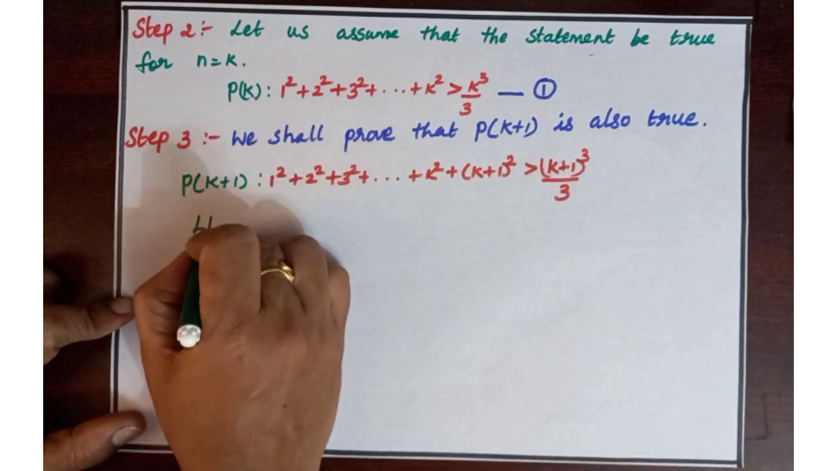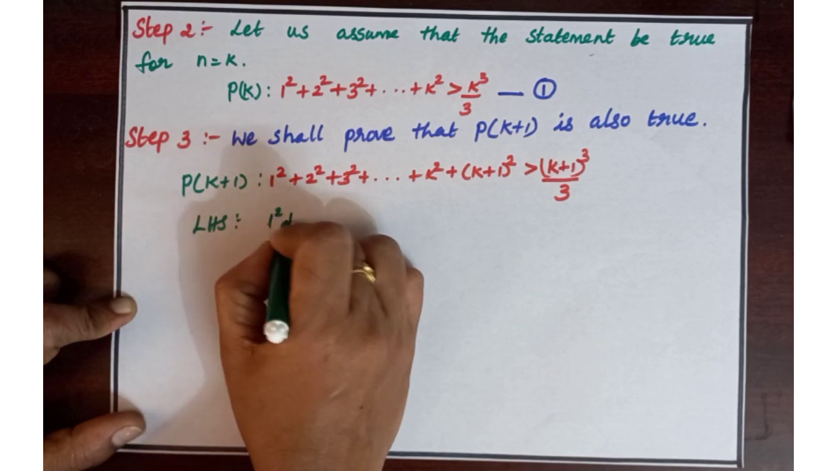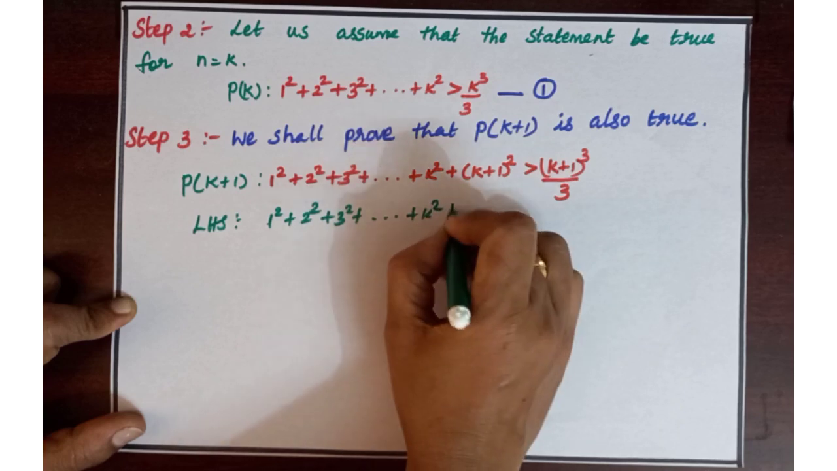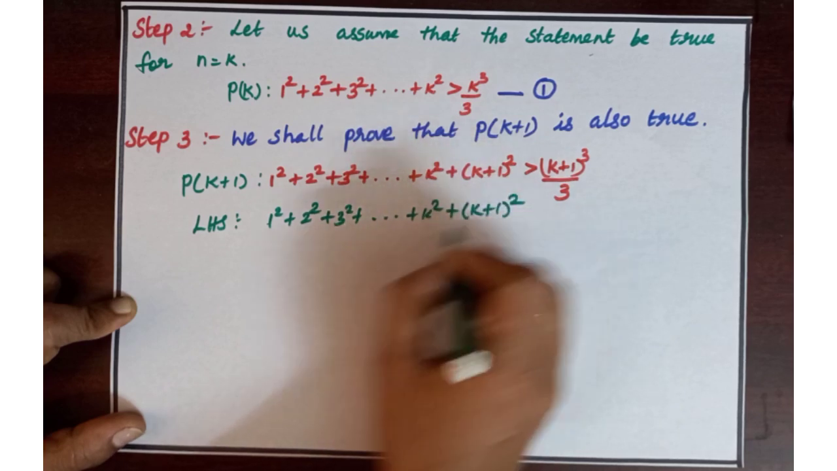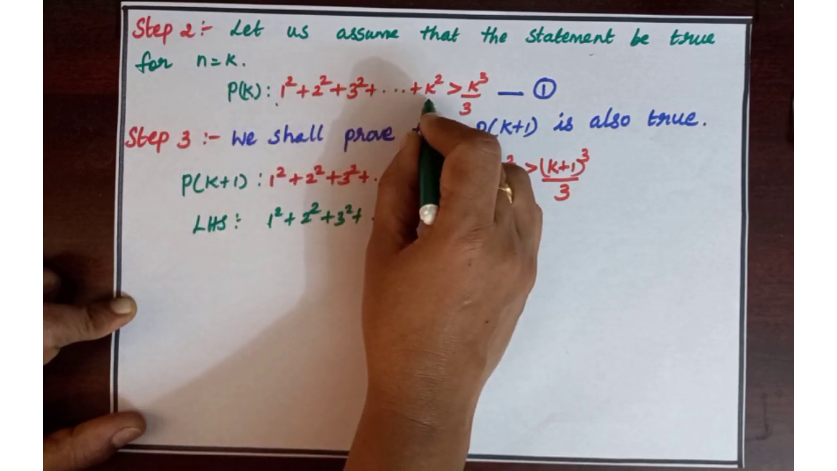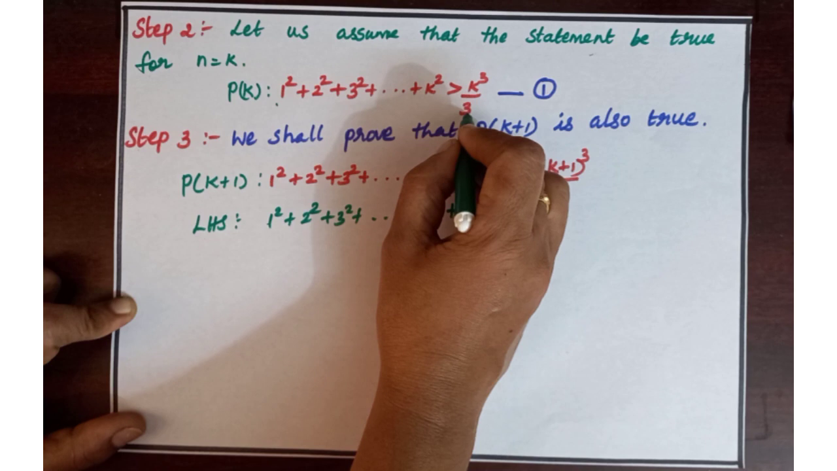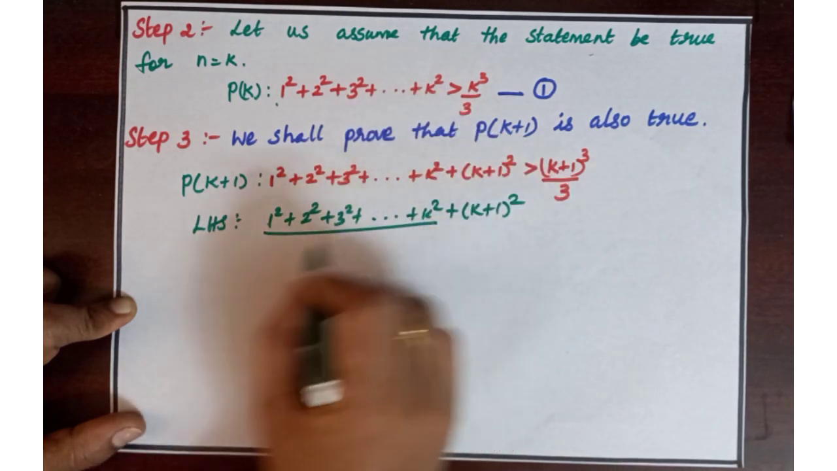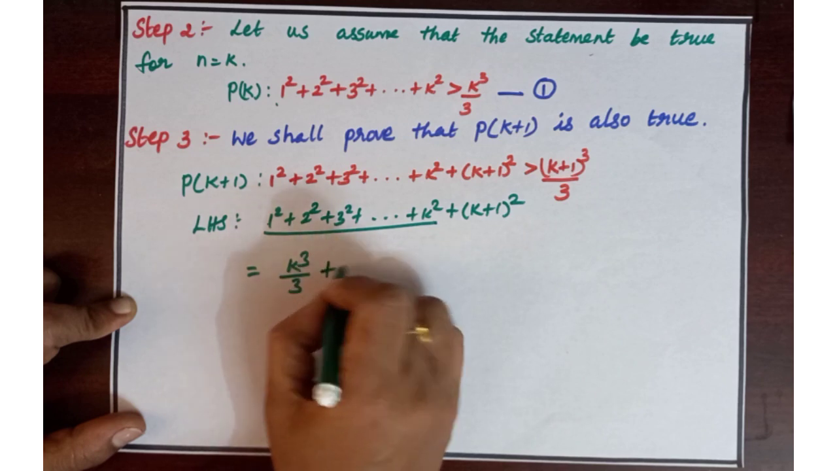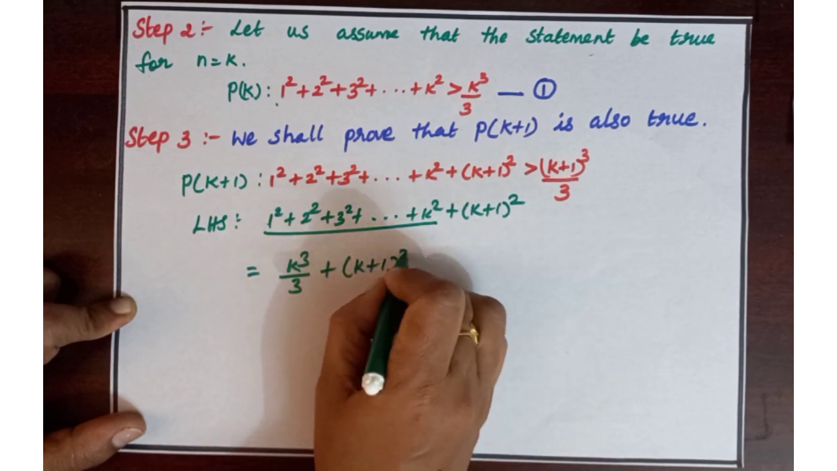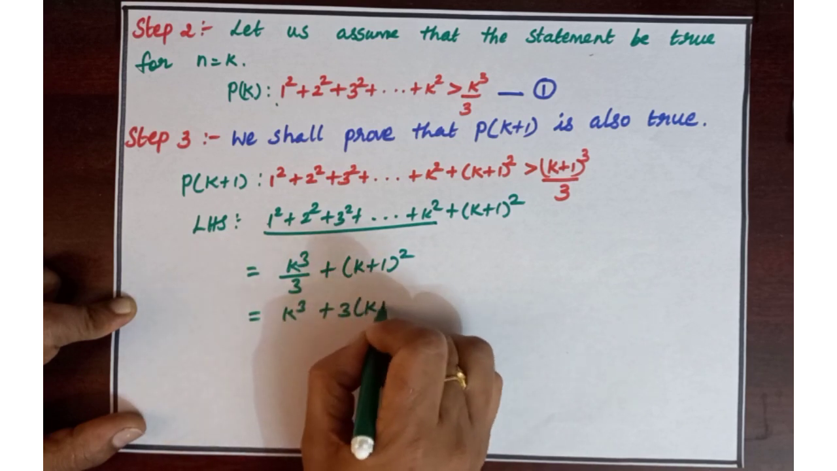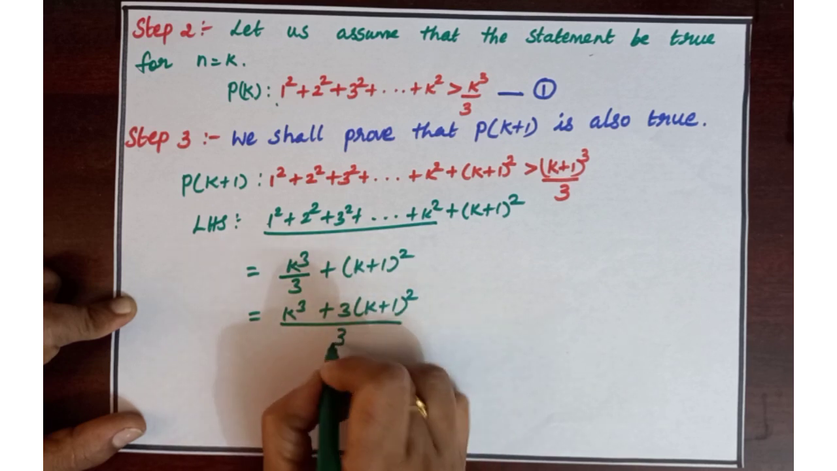So first consider only the left hand side. Left hand side is 1 square plus 2 square plus 3 square plus dot dot plus k square plus (k plus 1) the whole square. Already we have assumed 1 square plus 2 square plus 3 square plus dot dot plus k square is greater than k cube by 3. So now we are going to substitute here. Then we get k cube by 3 plus (k plus 1) the whole square. Now take LCM. (k cube plus 3 (k plus 1) the whole square) by 3.